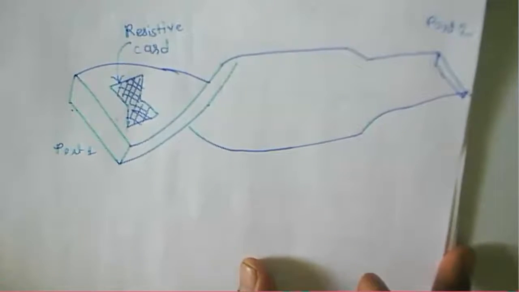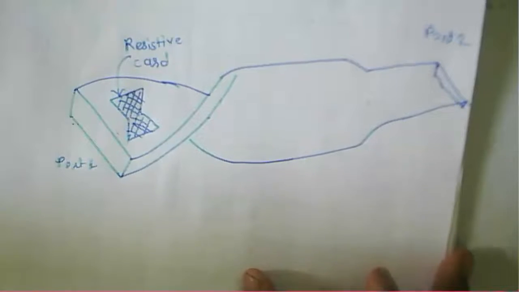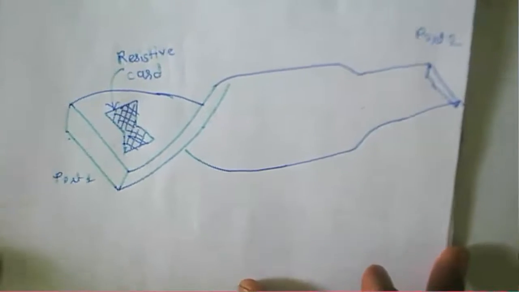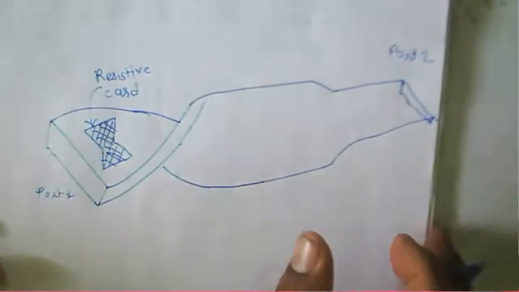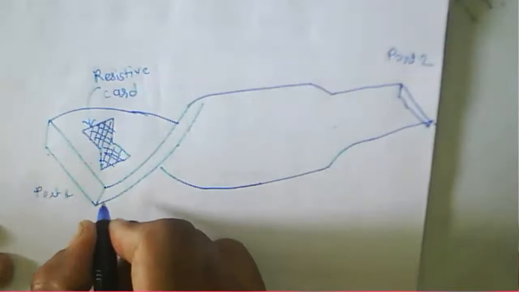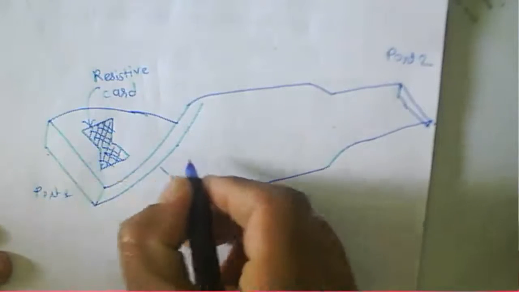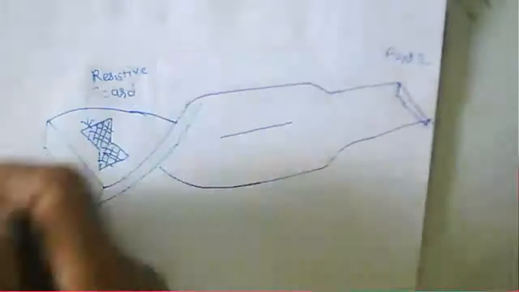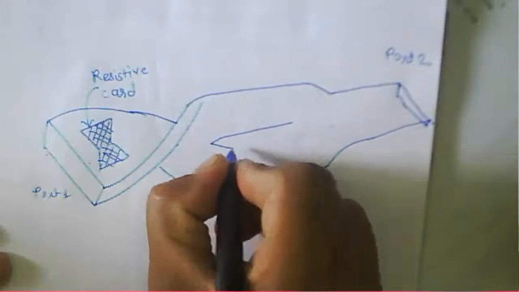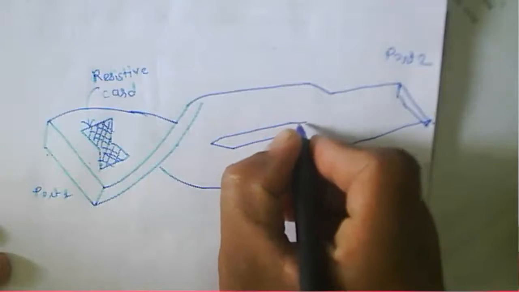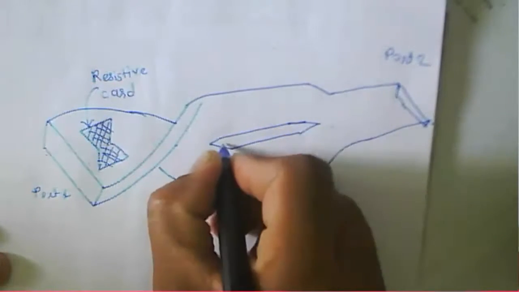Now, this is the isolator. Here there is the output. This is port one, this is port two. Here it has the resistive card, and there is a ferrite rod present. Now the property of a ferrite rod is what?